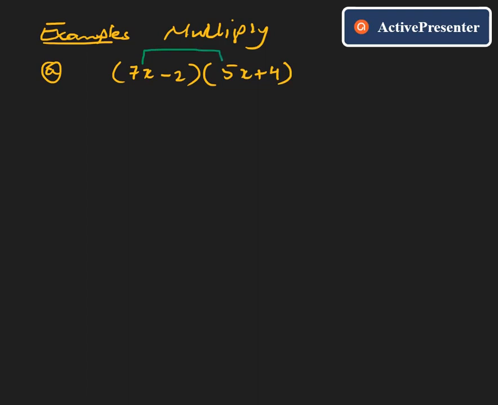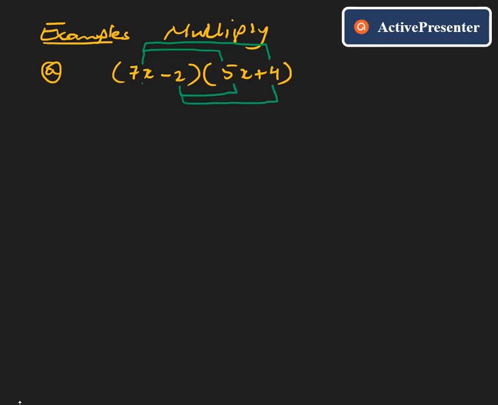The first example, when we say multiply. The first example is A: 7x minus 2 multiplied in 5x plus 4. So what we will do, we will multiply 7x into 5 and 7x also into 4. Also we will multiply minus 2 into 5x and minus 2 into 4.